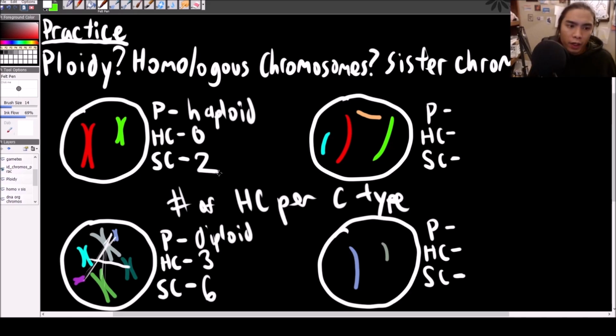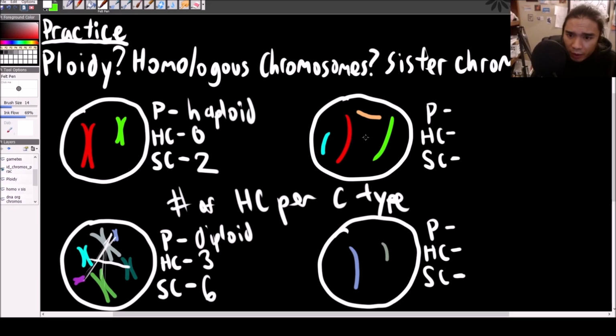And let me make a clarification. Diploid, haploid, triploid, and tetraploid cells all have sister chromatids. Sister chromatids are a product of the DNA replication needed in order for the cell to replicate itself. So all cells need to replicate, right? That means that all of them need to replicate their DNA beforehand, which means that they have sister chromatids. So let's look at this guy over here.